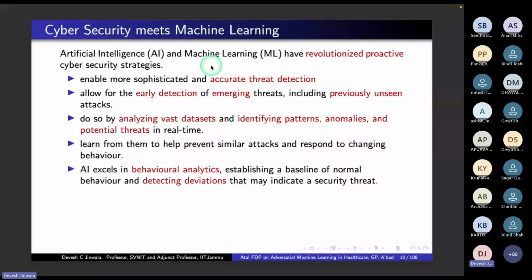So they enable more accurate threat detection. They would allow early detection because now it is based on the investigation of data a priori. So they would allow early detection of emerging threats which were previously unknown. They would do so by analyzing vast data sets, which is what I have been emphasizing time and again. They would identify the weaknesses, or the patterns which lead to weaknesses, or the anomalies and potential threats in real time. And because AI excels in behavioral analytics, analyzing the behavior, it would be able to distinguish between what is normal behavior and what is the behavior which includes some attack. And that's how one would be able to strengthen the security system.